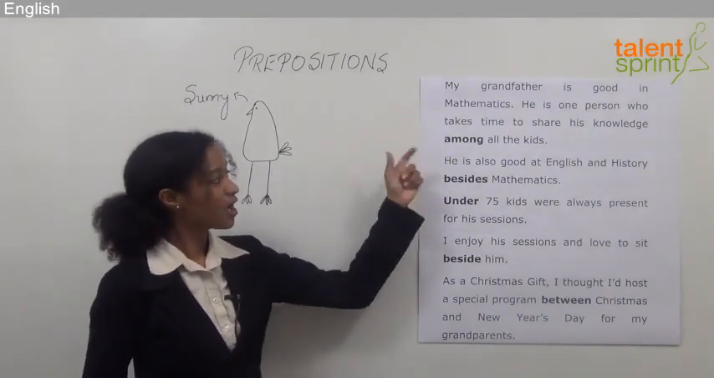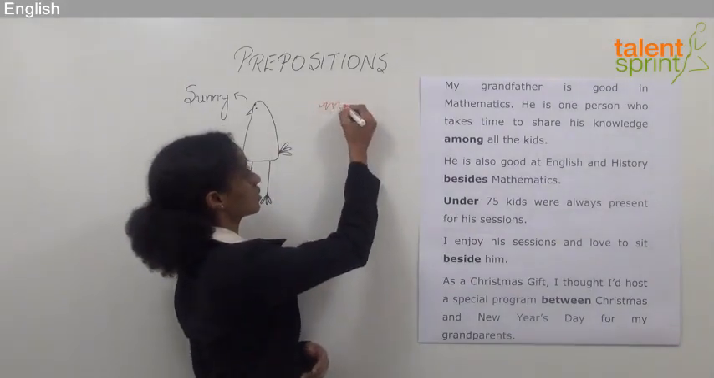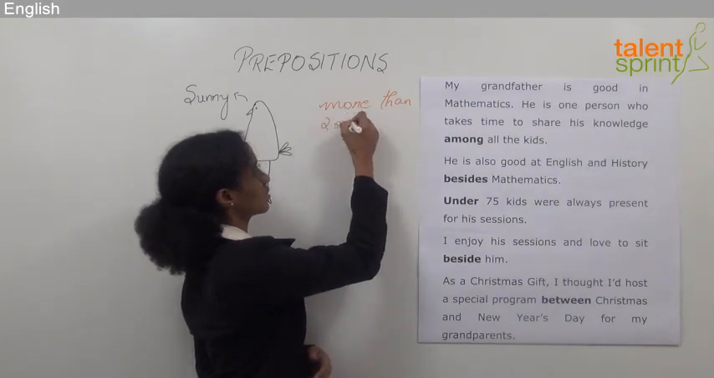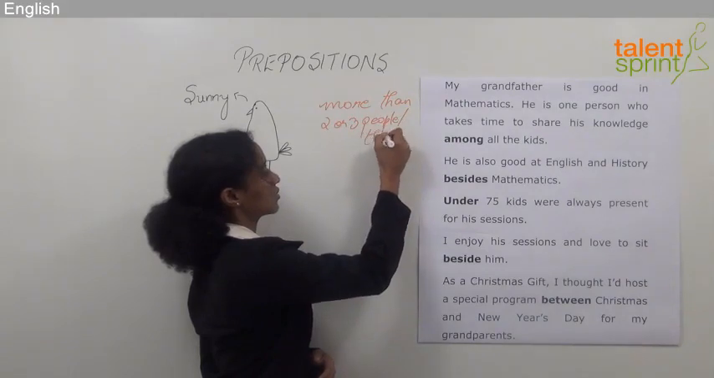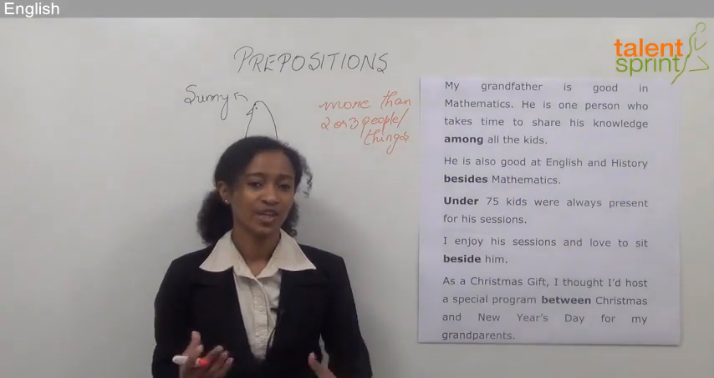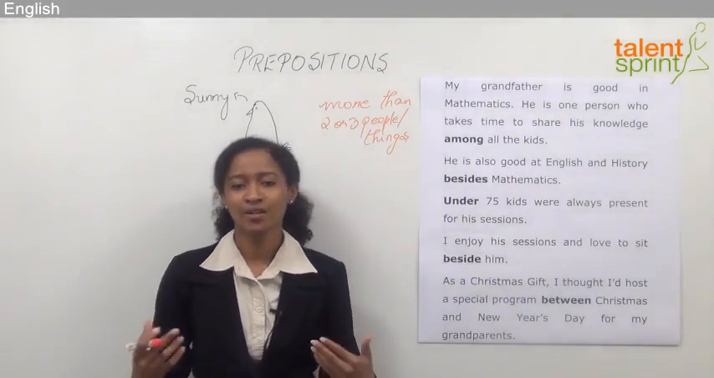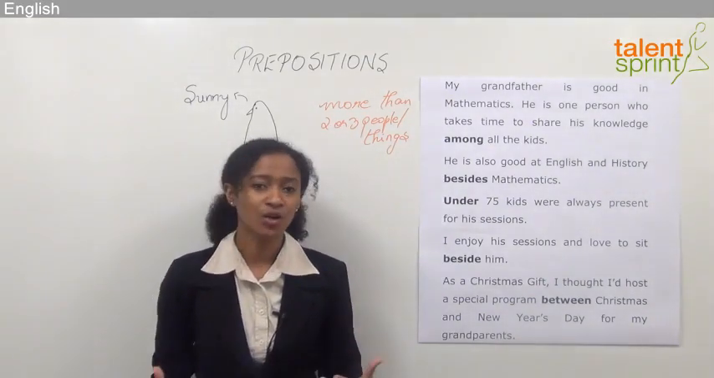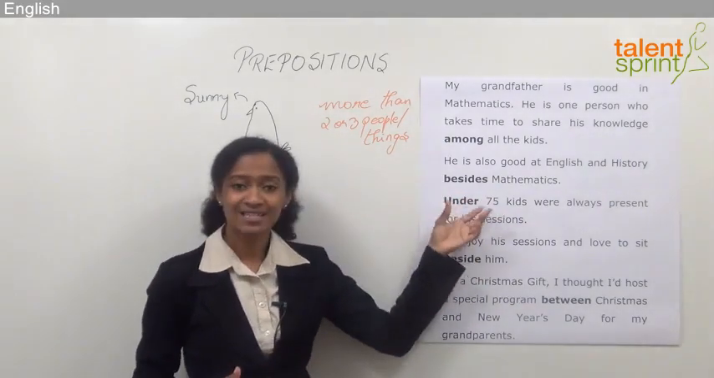Now here, among denotes more than 2 or 3 people. So, for example, he shared the money between Ram and Hari. He shared the money among Ram, Hari and Pradeep. So I use between when it's within a group of 2 and I use among when it's more than 2 or 3 people.